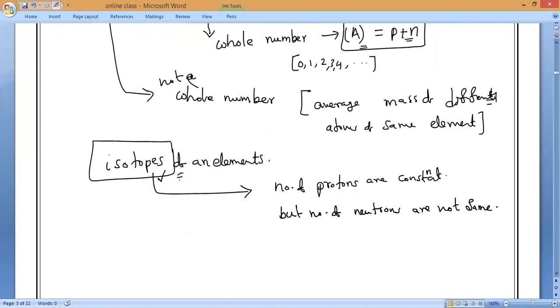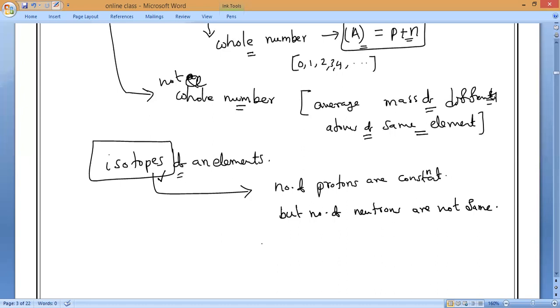So in this case, the average mass of different atoms of the same element is called atomic mass. That is why atomic mass is not a whole number, but mass number is a whole number. Understand, Abhirami? Yes, sir.